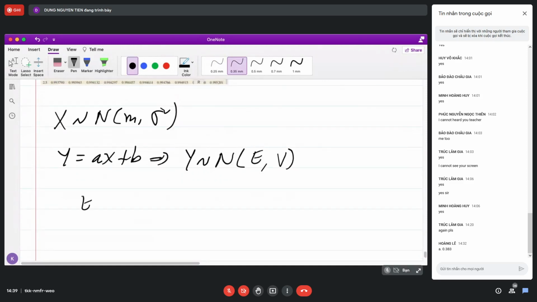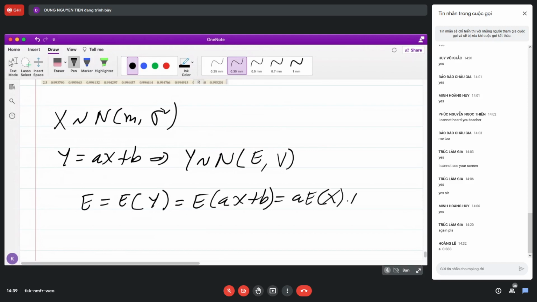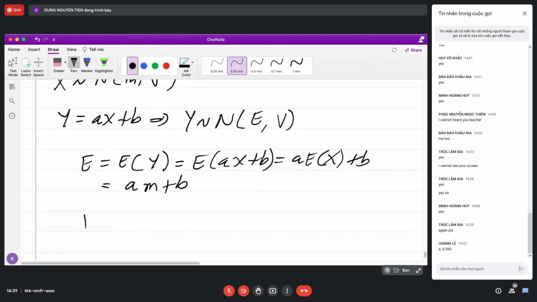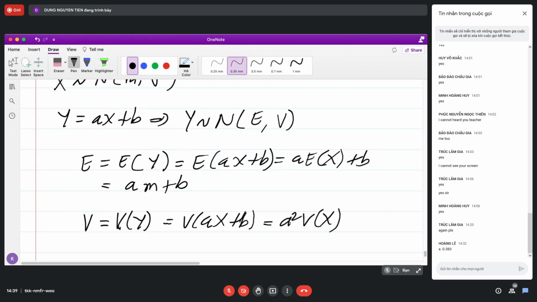Okay, you can see that the mean of Y is the mean of AX plus B. So you get A times the mean of X plus B, and that is A times mu plus B. Besides, the variance of Y is the variance of AX plus B. So you get A squared times the variance of X. You can remove B without any problem, and that is A squared times sigma squared, right?